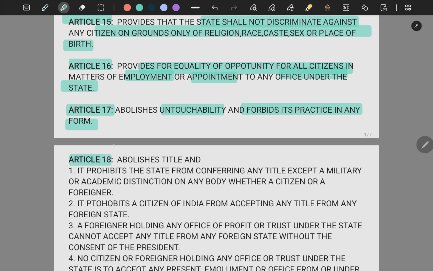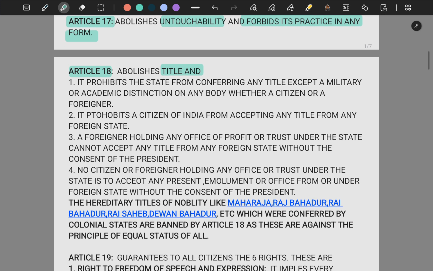And then Article 18 abolishes titles. Titles are being abolished. You cannot use the title. It prohibits the state from conferring any title except military or academic distinction, whether on a citizen or anybody of India. Then you can have your title, but other than that, no title can be conferred on you. Next, it prohibits citizens from accepting any title from any foreign state. You cannot accept any title that's been given by any foreign state.